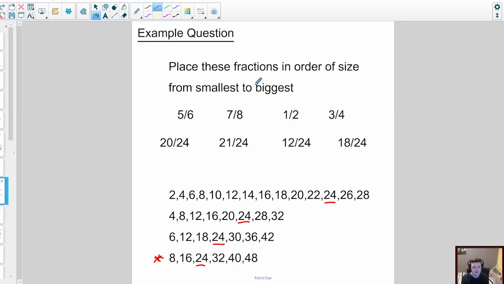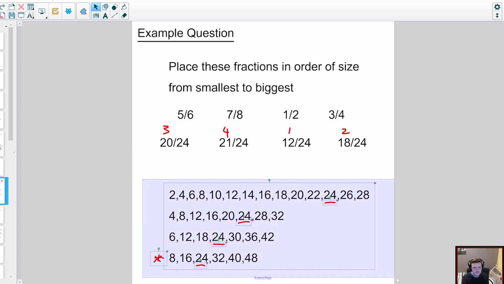Now, when we actually compare them in terms of size and order them, what we're going to be doing is looking at our top numbers, or our left-hand numbers in this case, and deciding which one's the biggest and which one's the smallest. This is the smallest, that's number 1. Then this is the smallest, so this is number 2. Then this is the smallest, so this is number 3. And finally, this is the smallest, so this is number 4.